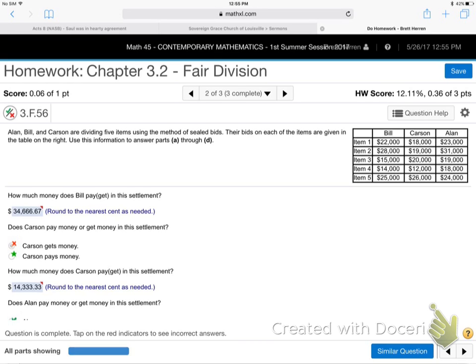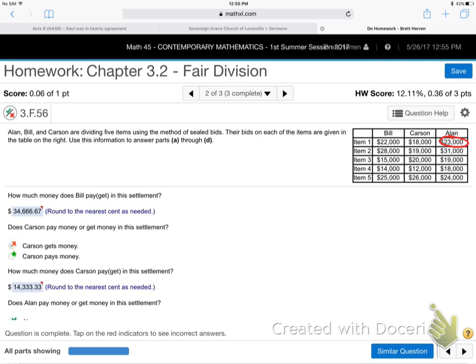Who bid the highest on item number 1? Alan. It's his, right? He bid 23,000. He outbid the other 2 for item number 1. He gets it. I'm just going to circle them as we go. Who gets item number 2?